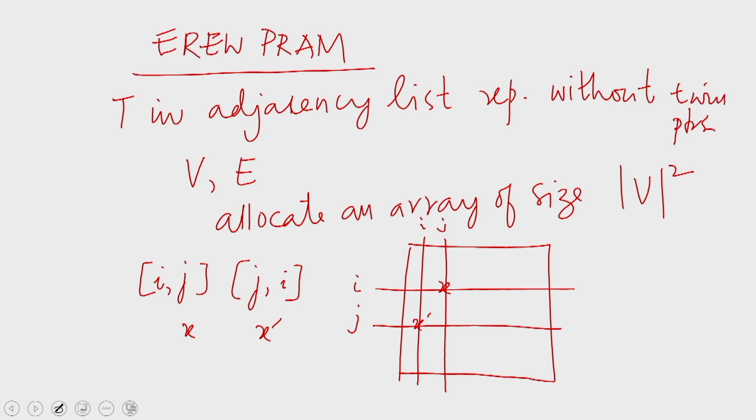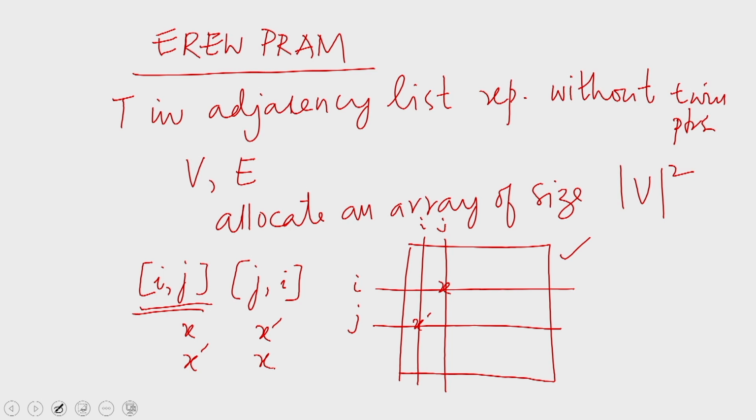Now, the processors will interchange. The processor sitting on ij will access the jith location of this two dimensional array, from where it will read off x prime. So, ij will now get the value x prime. At the same time, the processor sitting on entry ji will be reading the location ij, from where it will get the value x. So, now the ijth entry knows that its twin is at location x prime, and the jith entry knows that its twin is at location x. That is precisely what we want when we have twin pointers.